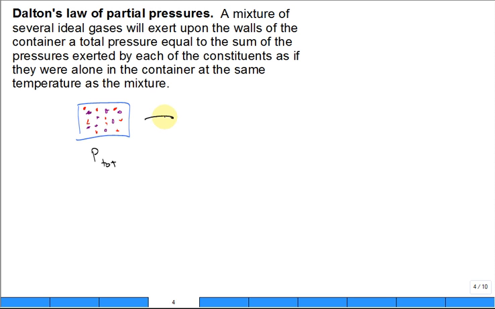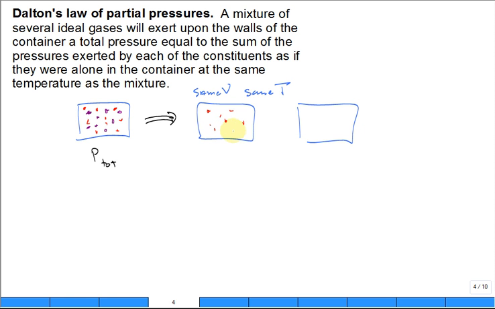Then in your thought process, have an equal size container, so the same volume and the same temperature. But in the first container, only have the red. What did I say the red was? Maybe the oxygen. And then in the second container, only have the purple. What was that? Maybe the nitrogen, right?